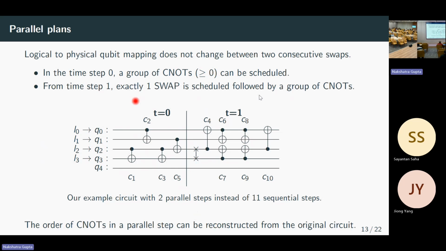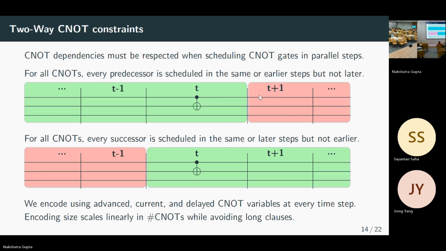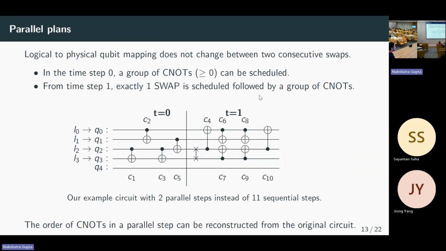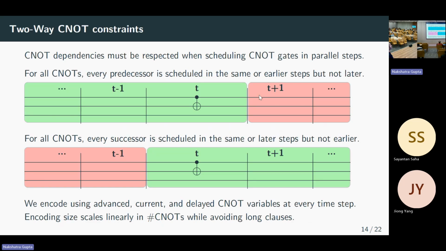And now the SAT solver doesn't need to order these CNOTs in each parallel step because we can get this information from the original circuit. This can be recovered later with post processing. So we want to make SAT solver's life easy. And the second one, well, we don't need to worry about a parallel step, but we still need to encode dependencies in different time steps.